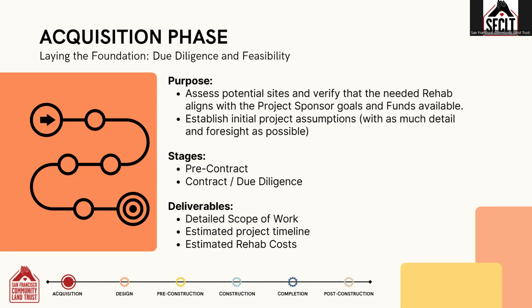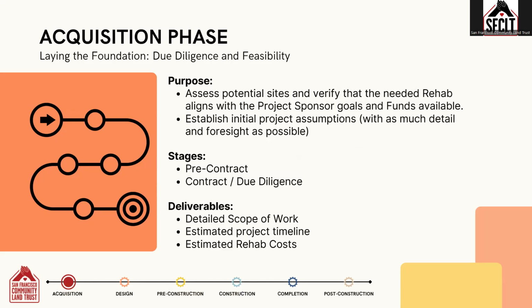The construction manager will establish initial project assumptions with as much detail and foresight as possible in order to reduce unforeseen scope and cost in the future of the project. The acquisition phase has two main stages: the pre-contract stage, where the project sponsor identifies these sites and the CM provides a rough assessment, and then the contract and due diligence phase, which starts when a property has been selected and an offer has been accepted by the seller.